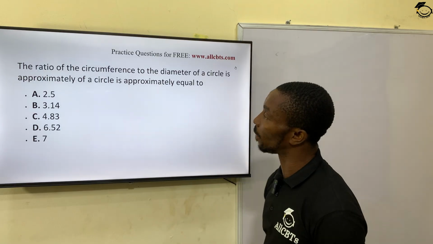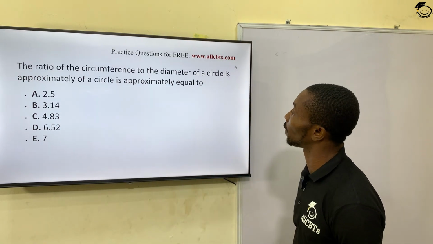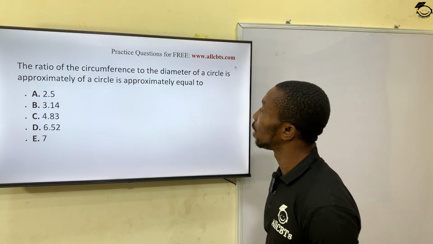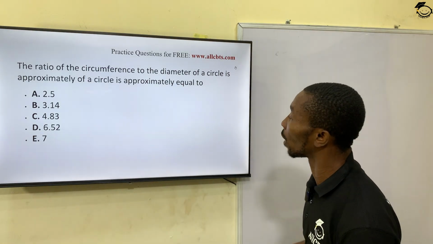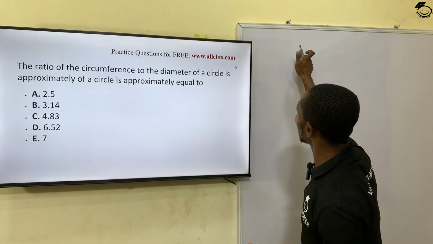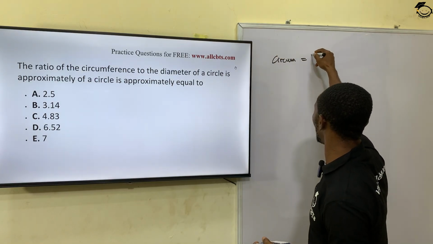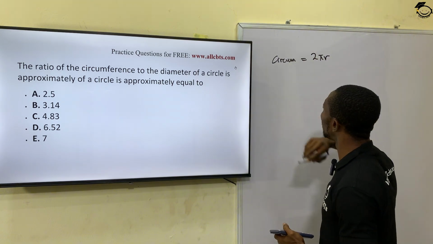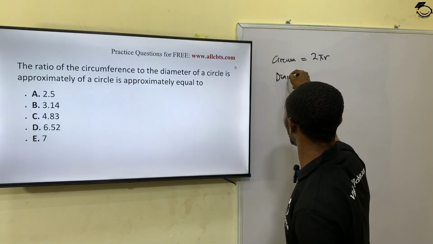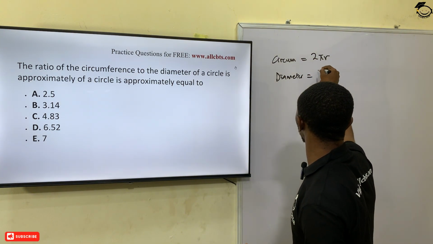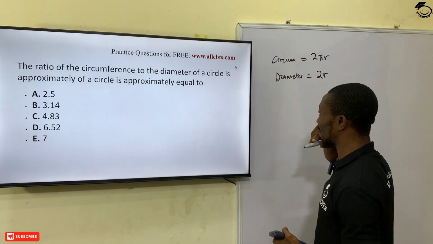The ratio of the circumference to the diameter of a circle is approximately equal to what? Now, if we look at the circumference of a circle, circumference of a circle is given as 2 pi r, and we know that diameter is 2 radius. All right.